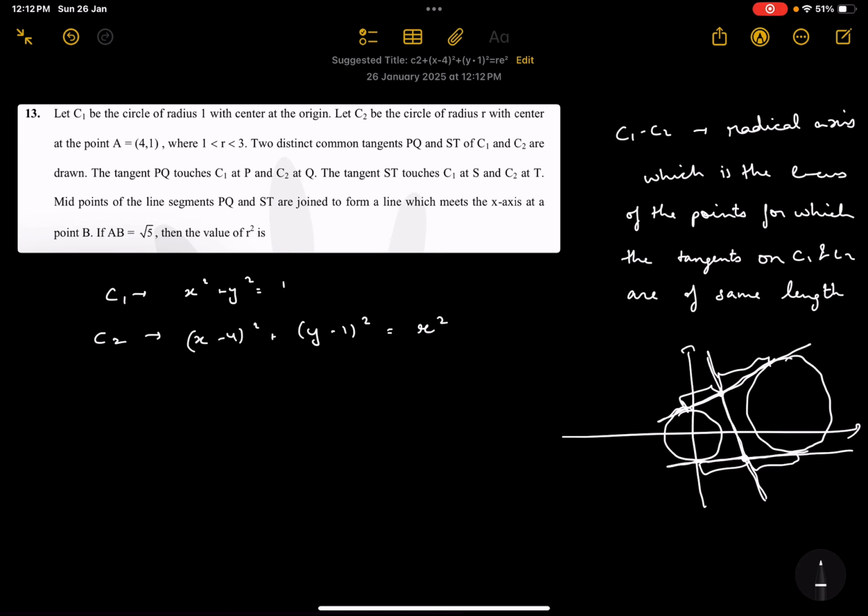because these 2 points should lie on this locus, because these 2 points satisfy the condition that the tangents to both the circles are of the same length, and 2 points determine a unique line. So if 2 lines intersect on 2 points, then the lines should be the same. So this line indeed is the radical axis.